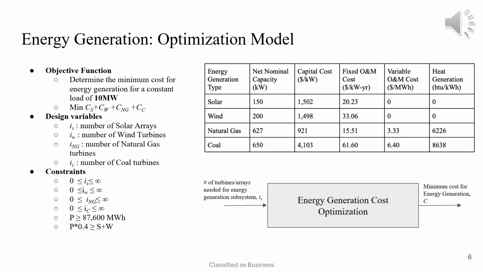The objective function is to determine the minimum cost for energy generation for a constant load of 10 megawatts. The design variables are the number of each type of energy generation source. The constraints are 0 to infinity for each energy source, a max power of 87,600 megawatt hours, and renewables less than 40% of the power. All data was taken from EIA.